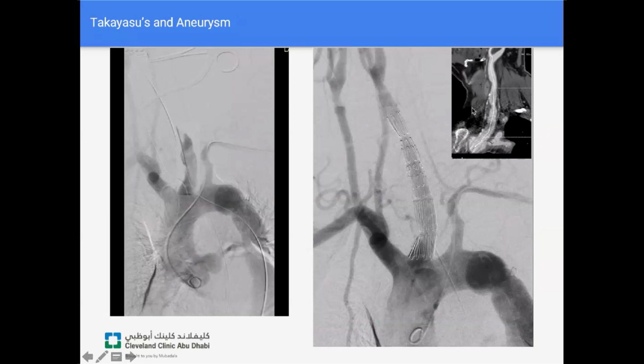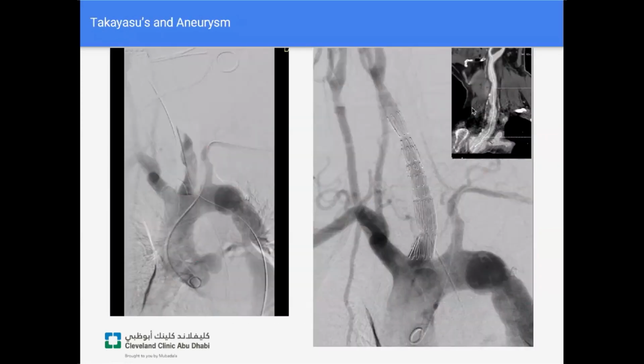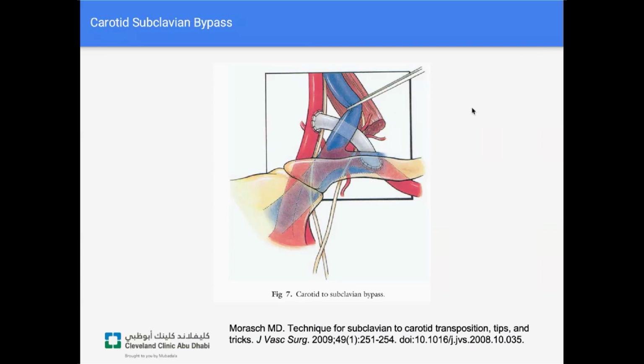This patient did well, and that was during my time in Ohio, right before I left, coming here to Abu Dhabi. And a final note, I guess, touch on carotid subclavian bypasses for intervention.